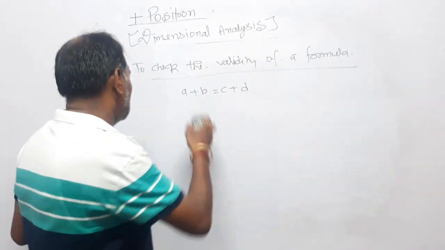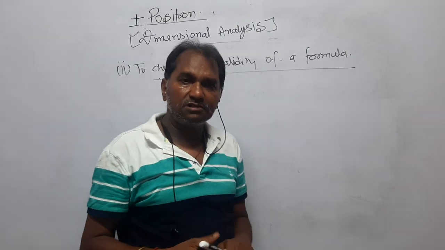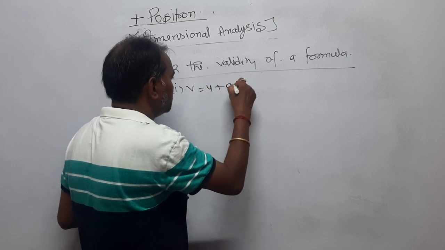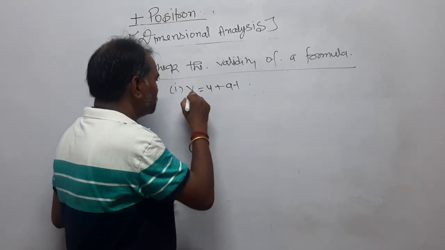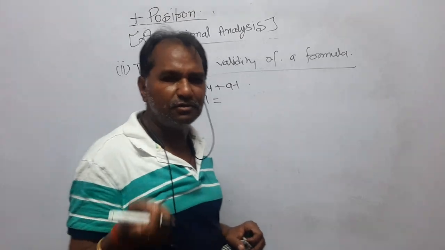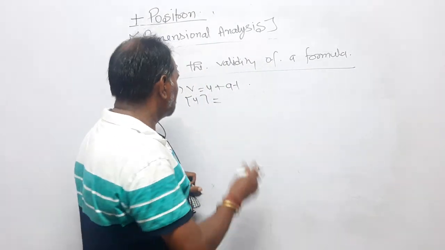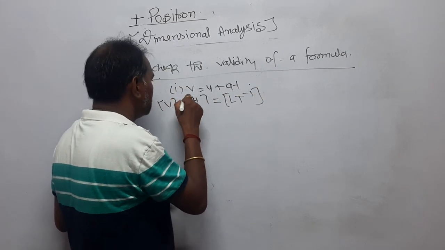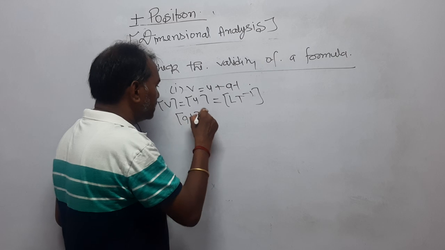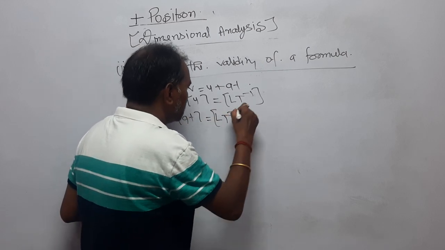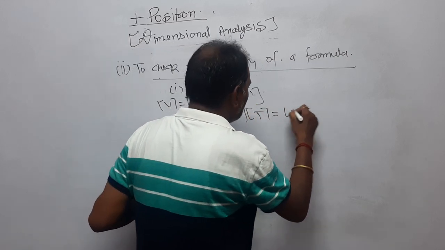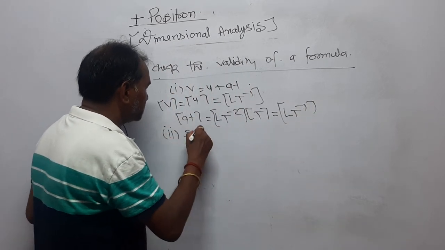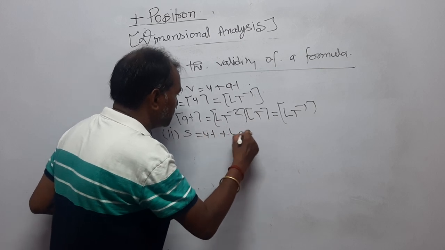Let's do some job. The three equations of motion you know. First one is v is equal to u plus at. Now check whether it is true or not. u is a velocity, initial or final does not matter, you express it by meter per second. So u and v both have the dimension L T minus 1, and a into t: acceleration is L T minus 2 and time is T, so it turns out to be L T minus 1. So the dimension is the same here. Second one is s is equal to ut plus half at square.